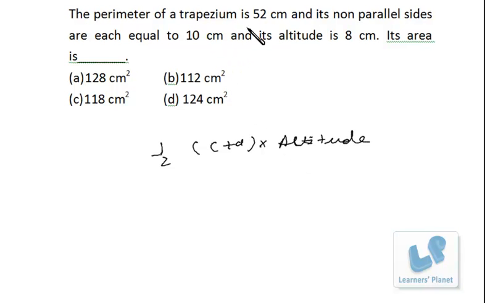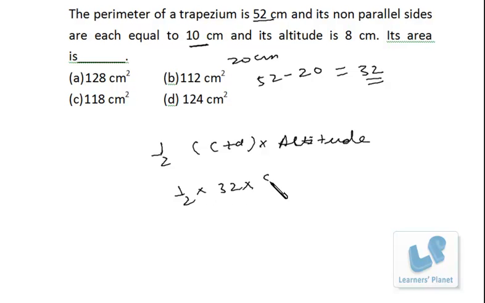Here we are given the perimeter and the length of each non-parallel side. That means each of the non-parallel side is 10 centimeter. That means in all the sum of non-parallel sides is 20 centimeter. That means sum of parallel sides is 52 minus 20, that is 32. And what we need is sum of parallel sides. So I just put it over here. And what is altitude? That is 8. Okay, so it's 128 square units. I hope you are clear.